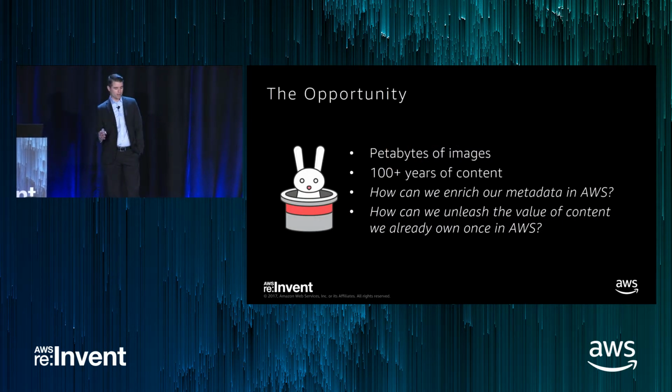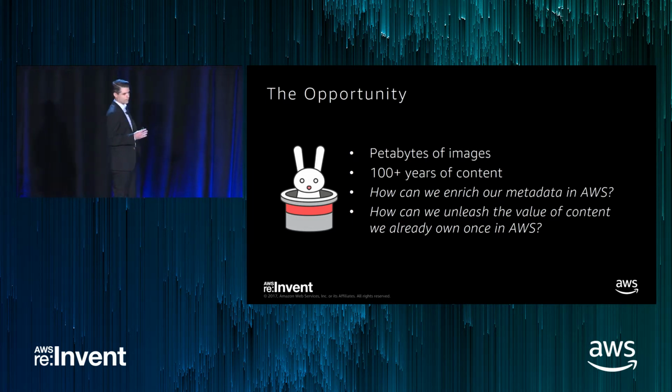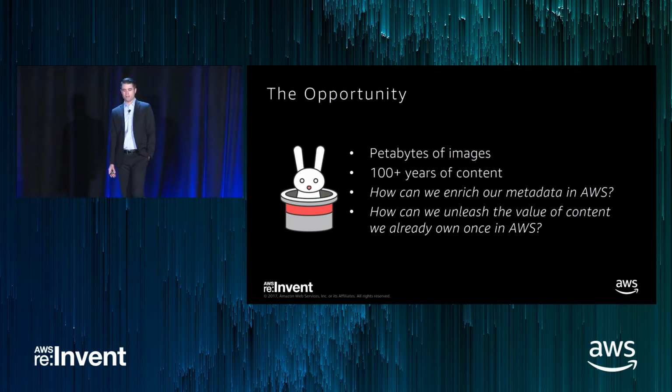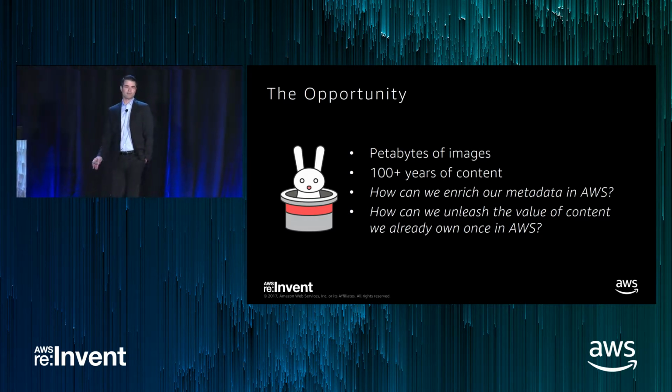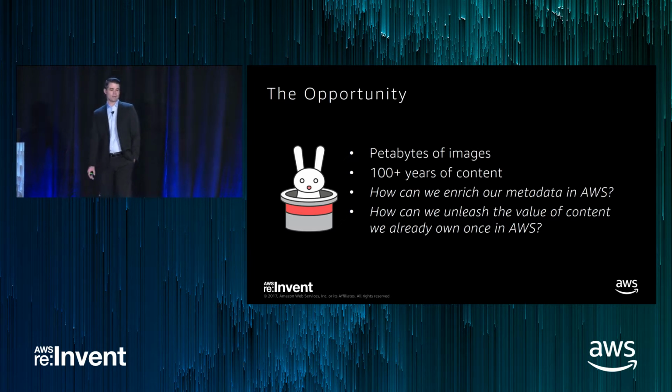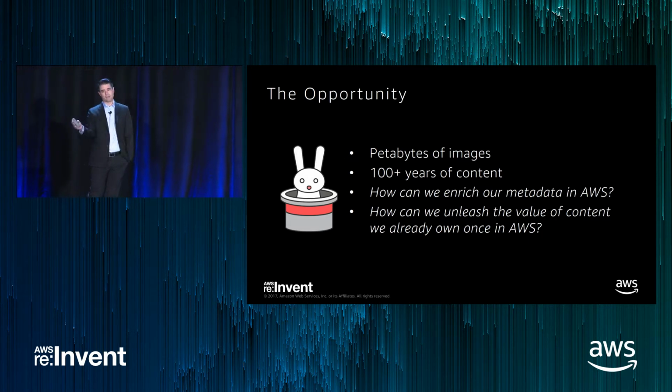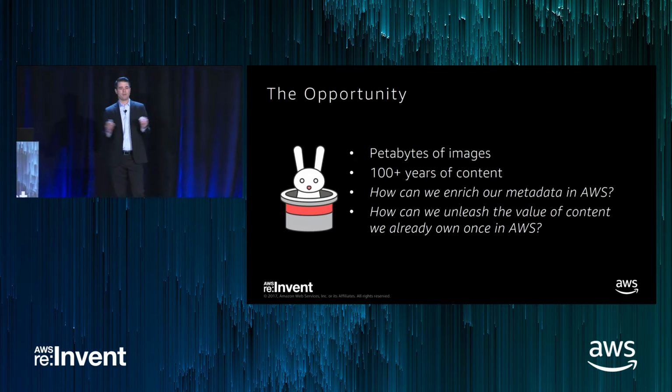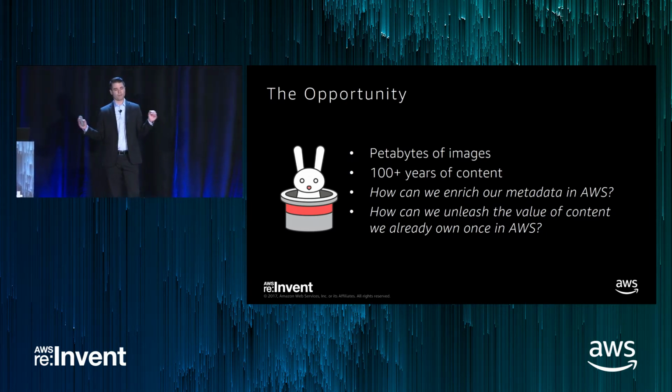So as we migrate petabytes of images into AWS, we can ask ourselves, how can we then enrich our metadata once in AWS? How can we unleash the value of 129 years of content? As you can imagine, there's some differences in the metadata captured in 1890 versus 2017. So how can we create that baseline? So, for instance, some images may not even have any metadata associated with them, or it may be vague. How can we just create that baseline across all of our images in the archive?